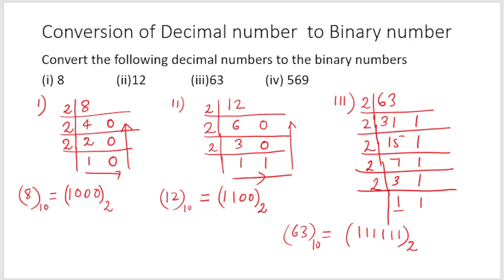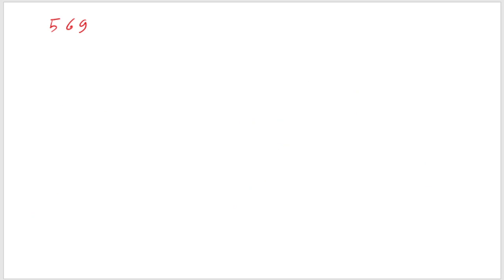Now I have the next number, that is 569. I have to represent 569, which is in decimal form, in binary form. So let's start the same thing. Start by dividing it by 2. If you divide 569 by 2, 280 will give you 560, so the quotient will be 284 and the remainder will be 1.